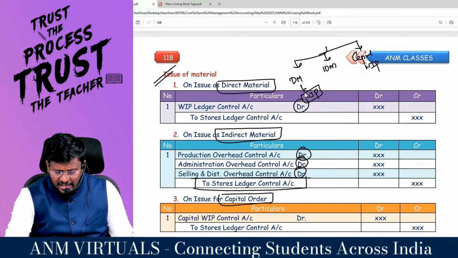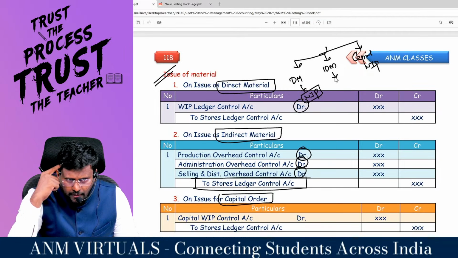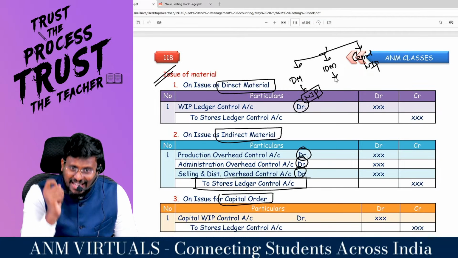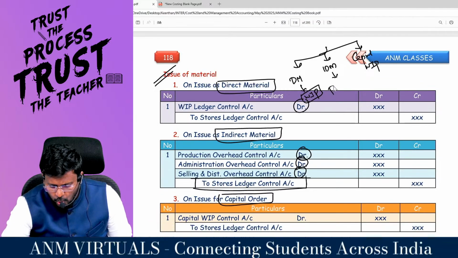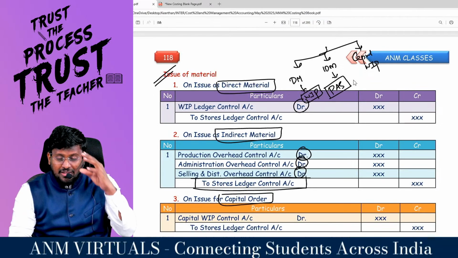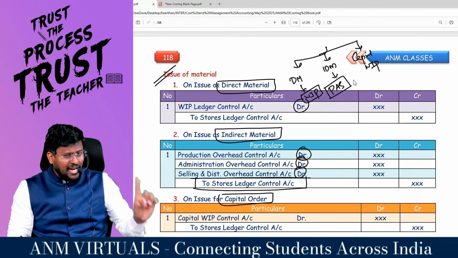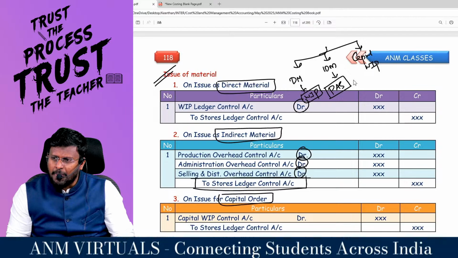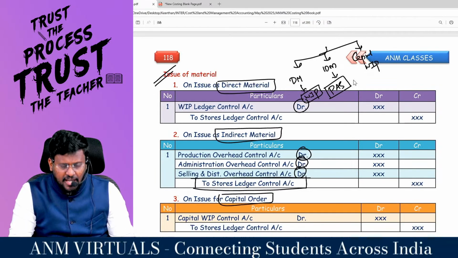இதே நான் இன்டைரக்ட் மெட்டீரியல், இன்டைரக்ட்னாலே ஓவர் ஹெட்னு மைண்ட்ல வரணும். ஓவர் ஹெட்னா, to where you are incurring the expenses, whether it is to production, administration, selling and distribution. ஓவர் ஹெட் சாப்டர் தெரியலனா எக்ஸாம்ல பாஸ் பண்ண முடியாது. அப்போ ஓவர் ஹெட் இஸ் ரிலேட்டட் வித் பாஸ். What is PAS? Production overhead, administration overhead, selling and distribution overhead.